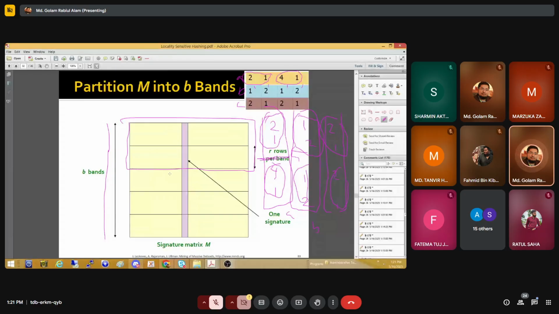So I think we have to stop here. That's all in today's lecture. Locality sensitive hashing and recommendation systems were in our discussion today. So thanks everyone for joining here. I think we have to take the prayer break. Yeah, I think that's the end of today's class.